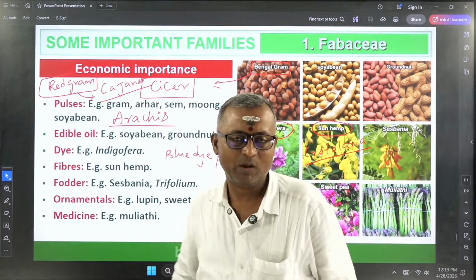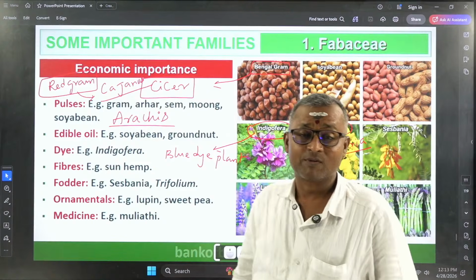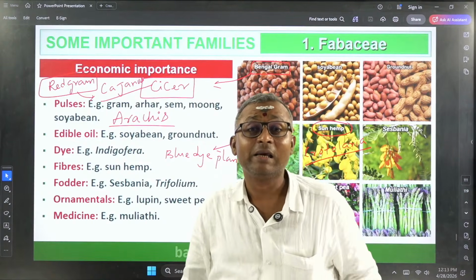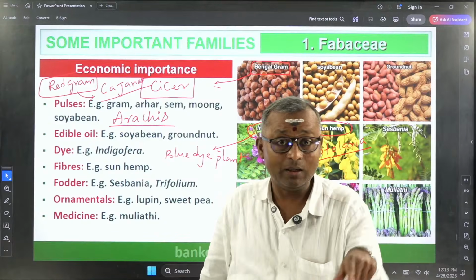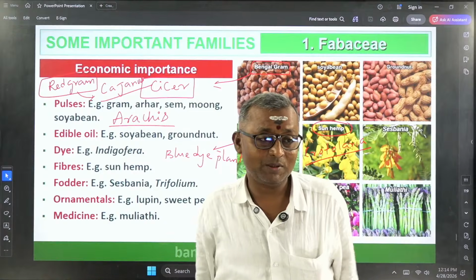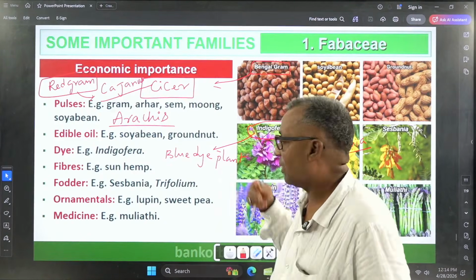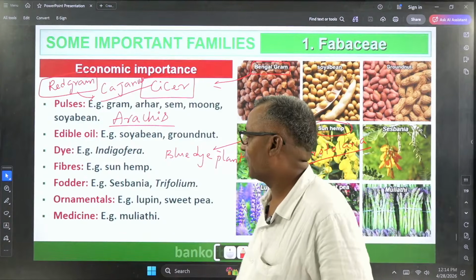Soya bean, you are very well known. Glycine max is its botanical name. Similarly, from the soya bean, we are getting edible oils. Soya bean oil, it is edible. Groundnut oil is very famous, and of course, we are almost all using this groundnut, particularly in South India.